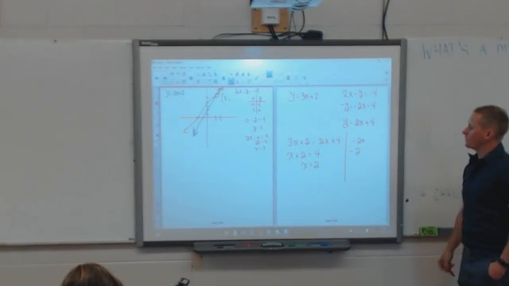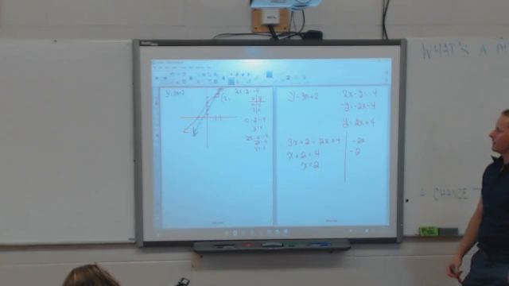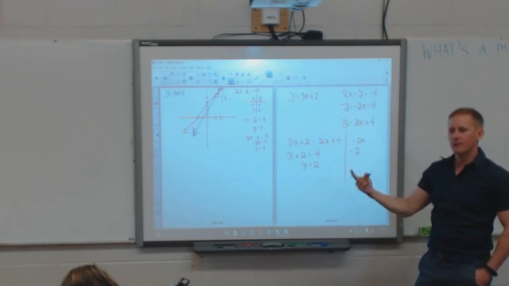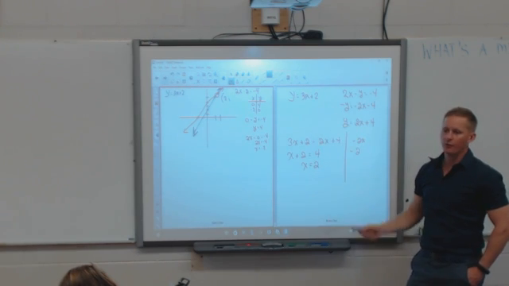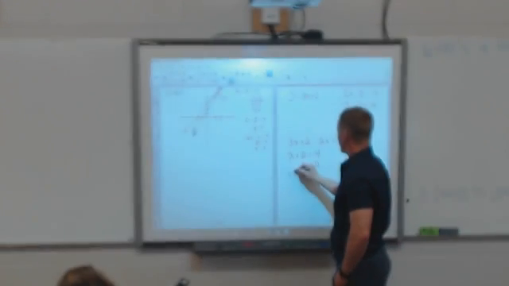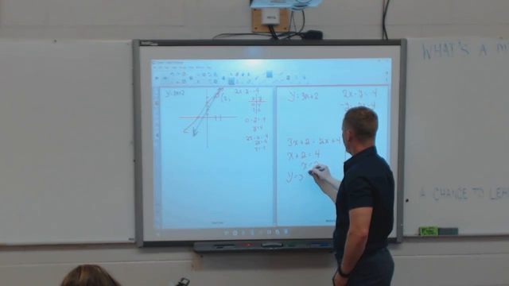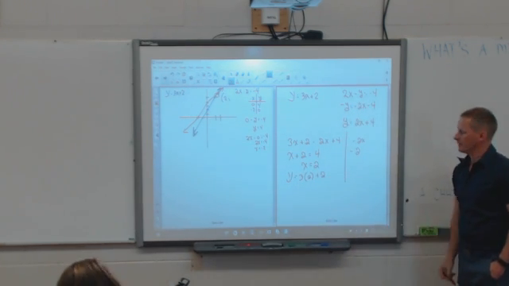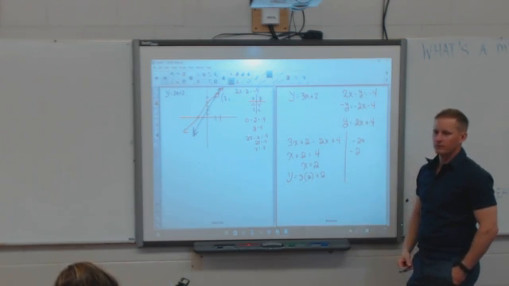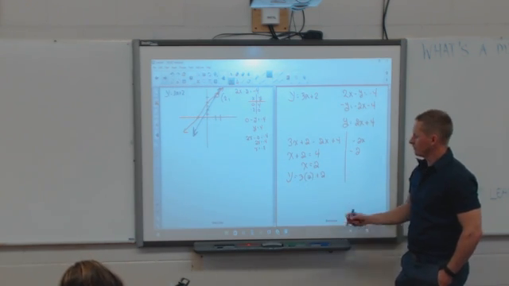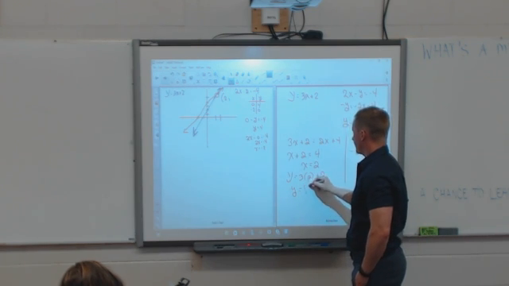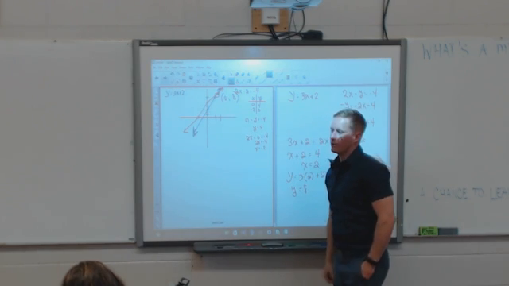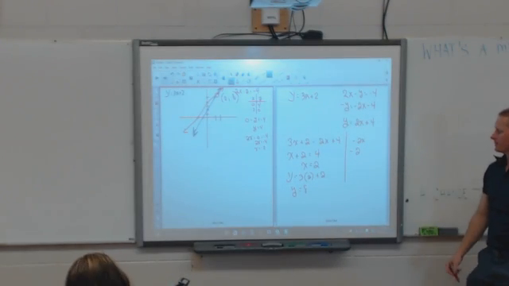So now I need to find out what the y value is at that. So I'm going to pick one of these two equations, it doesn't matter which one, and I'm going to substitute in the x value to solve for y. So let's use the first equation. Y is equal to 3 times 2, add 2. What is 3 times 2? 6 plus 2? Y is 8. What did I find? I found the coordinate where those two lines meet, 2 and 8.